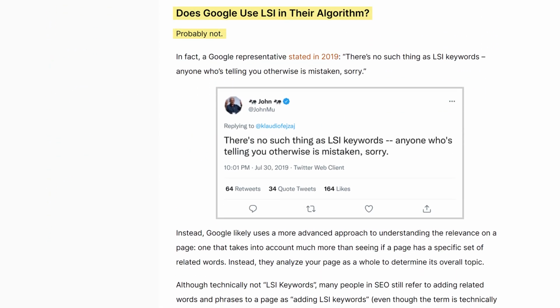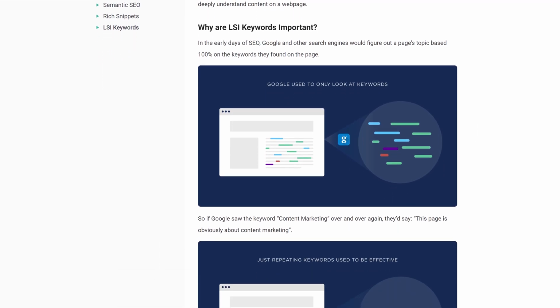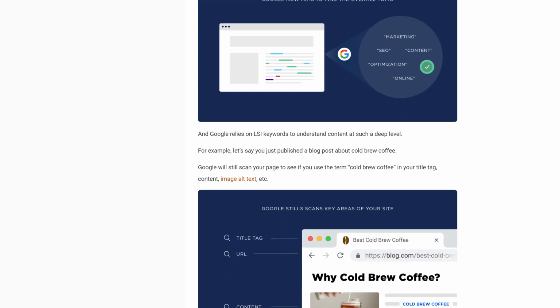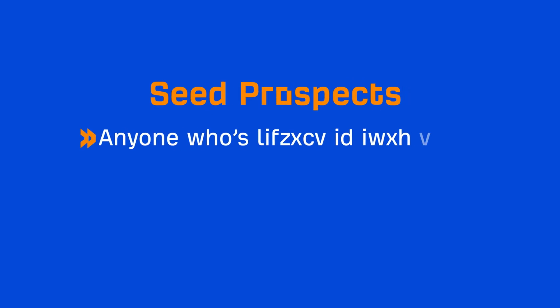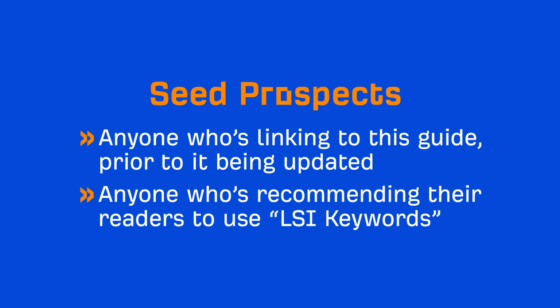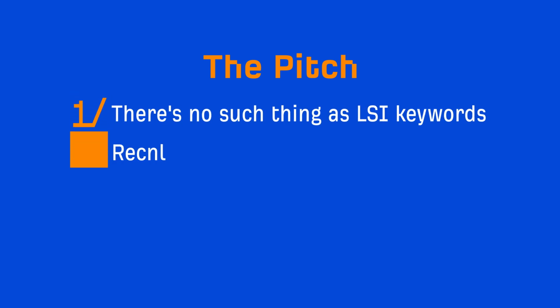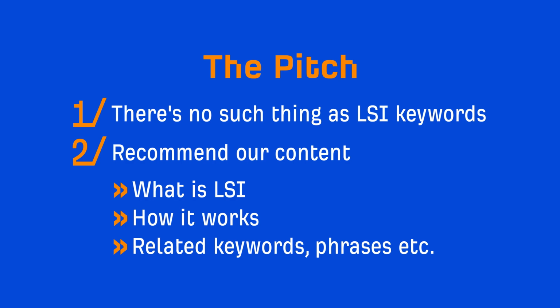Now, today, this page explains that LSI keywords aren't really a thing, but when it was first published, it was a full-blown guide on how to use these quote-unquote LSI keywords, meaning everyone who linked to the page prior to the update was linking to inaccurate information. So our seed prospects are anyone who's linking to this guide prior to it being updated, or anyone who's recommending their readers to use LSI keywords. As for the pitch, we could just tell them that there's no such thing as LSI keywords and recommend our content, which explains what LSI is, how it actually works, and also mention that we talk about whether using related words, phrases, and entities actually help to rank higher in Google, meaning we address the reason why they recommended using these so-called LSI keywords in the first place.